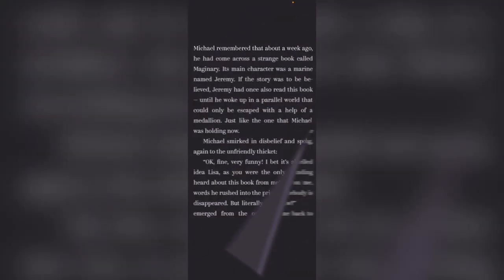Michael remembered about a week ago he had come across a strange book called Maginary. Its main character was a Marine named Jeremy. If the story was to be believed, Jeremy had once also read this book, until he woke in a parallel world that could only be escaped with the help of a medallion, just like the one that Michael was holding now. Michael smirked in disbelief and spoke again to the unfriendly thicket.